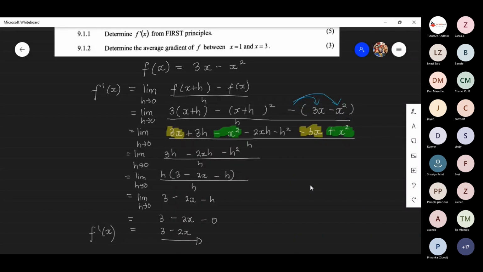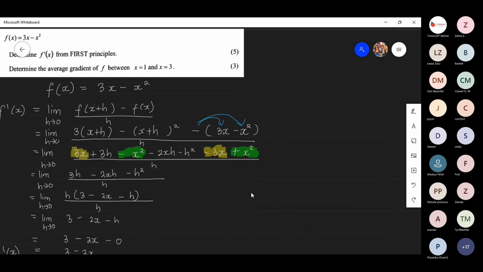Now, the second part of the question, determine the average gradient of f between x equals 1 and x equals 3. So if we are meant to determine the average gradient between those 2 points, there's 2 methods that we can make use of. We can just use our normal gradient method, or we can use the derivative method because we are given 2 points. So what I'm going to do is first use the normal gradient method that we are all used to.